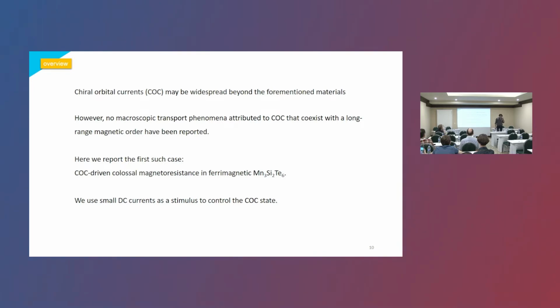But what I want to emphasize here is that there is no report on a microscopic transport phenomenon related to loop currents that also coexists with long-range magnetic order. Our study provides this first such case, where the loop currents drive classical magnetoresistance in a ferromagnetic material. The way we control or probe this material is using a very small DC current as a stimulus. Before we talk about these results, let me give you one or two slides to introduce how a small current can control structure and magnetic properties.